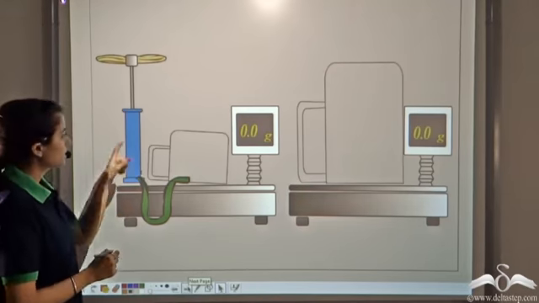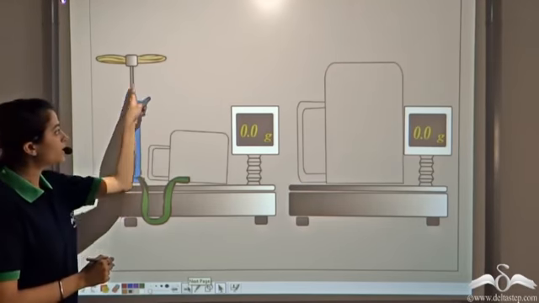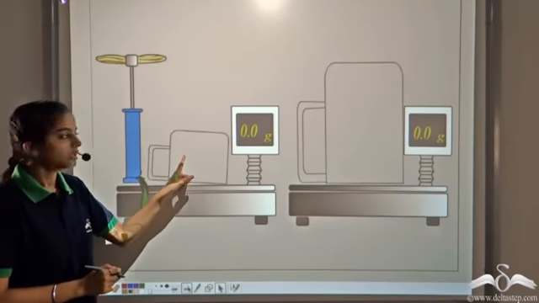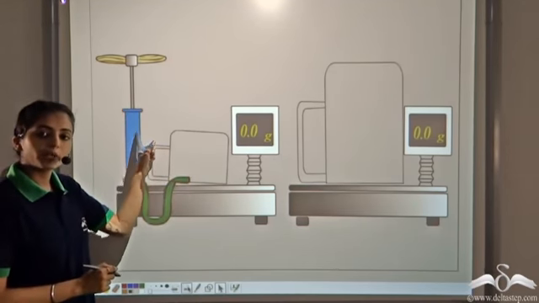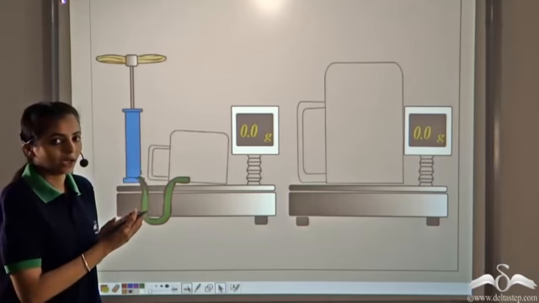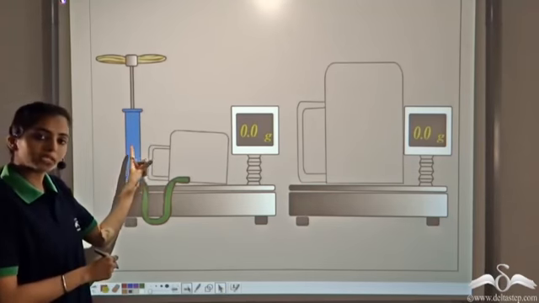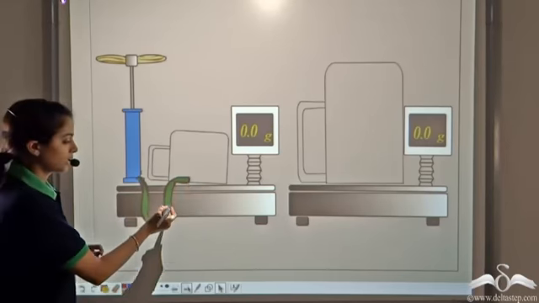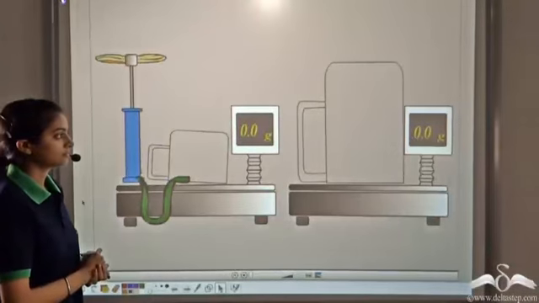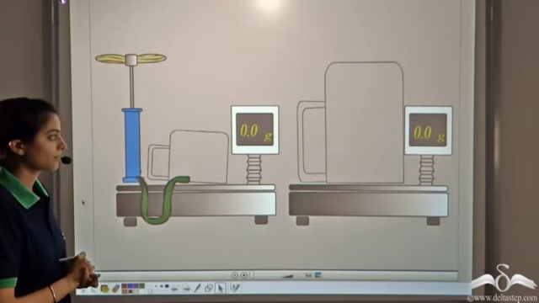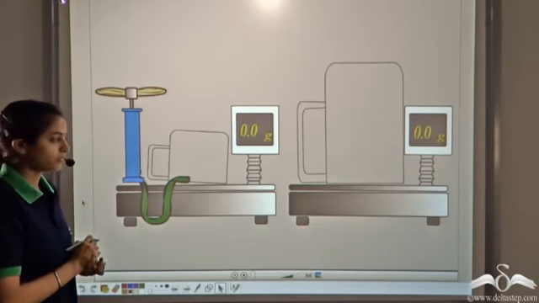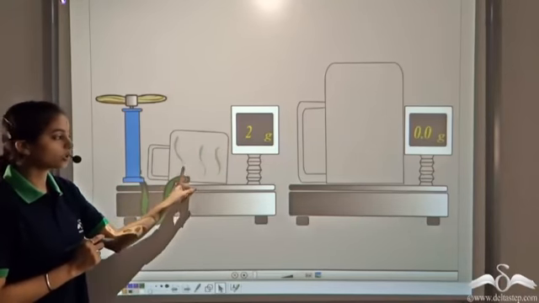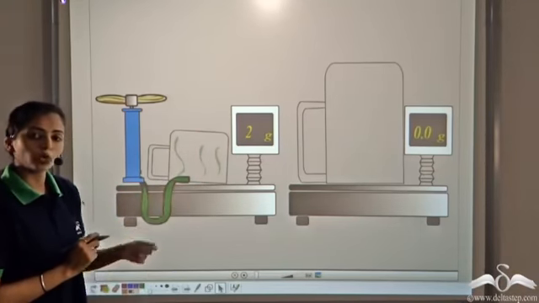So let's see. Here we have a pump. When it is pressed once, it releases some amount of gas. One press of the pump releases an equal amount of gas. The first time we'll press the pump, we allow the gas to pass into this container. Let's see what happens. As it is pressed, it releases 2 grams of gas, and this gas occupies the entire volume of this small container.